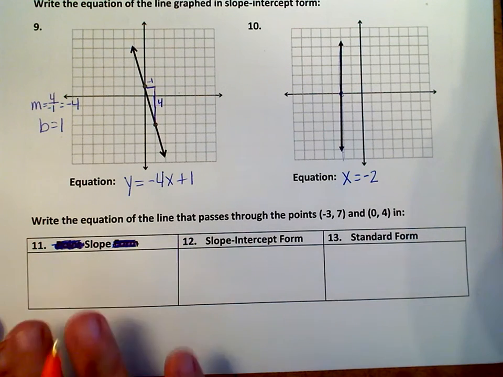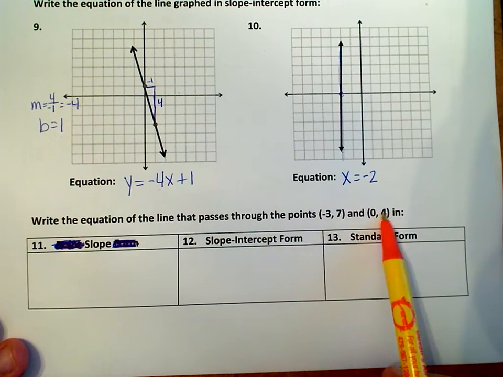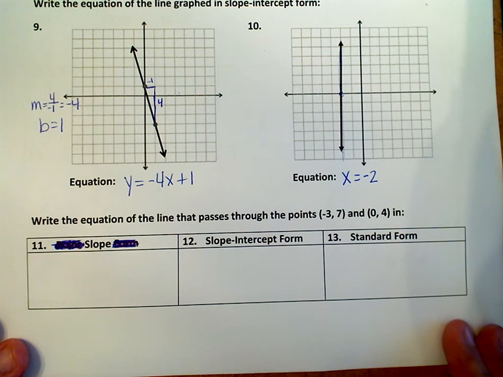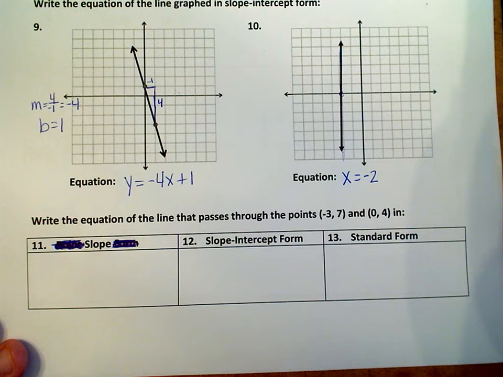Okay, on number 11 through 13, we're using these 2 points, and we're going to go through and do these steps. This kind of walks us through exactly what order we go in. So we want to write the equation of a line. So we first have to know the slope. So again, we can use the slope formula.